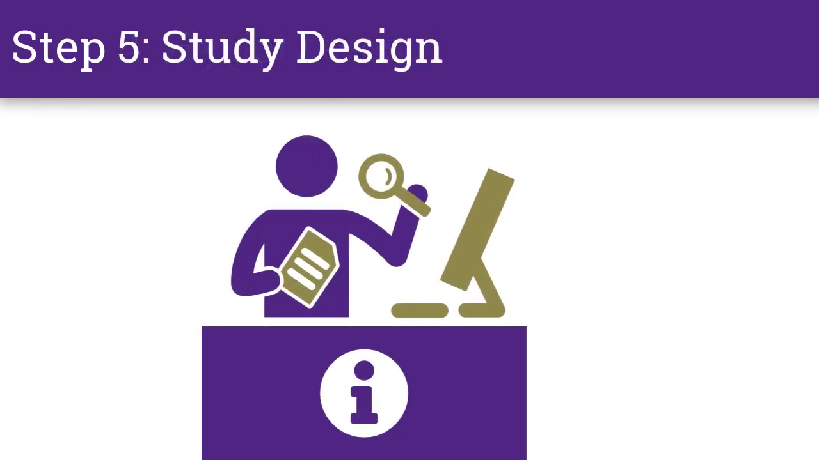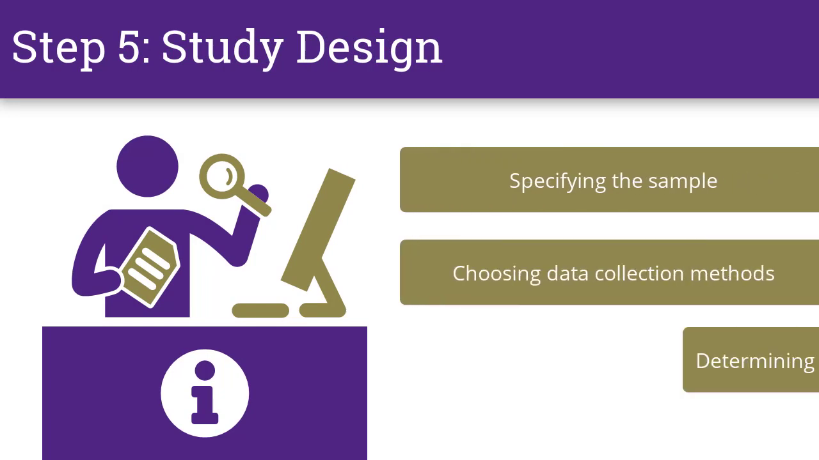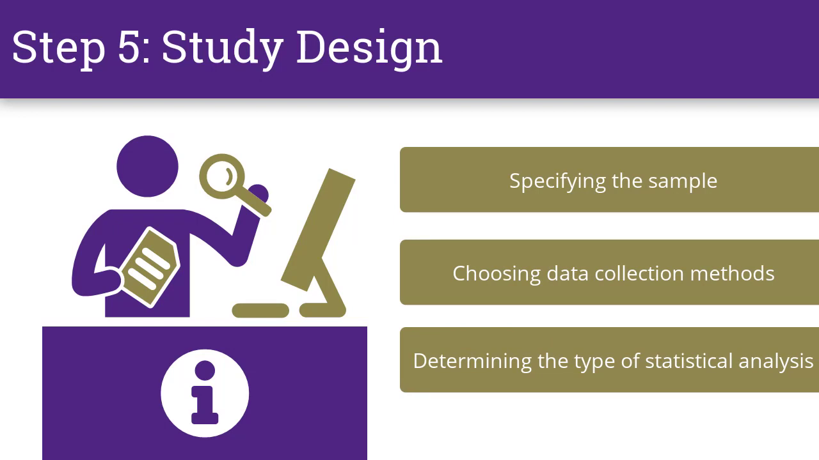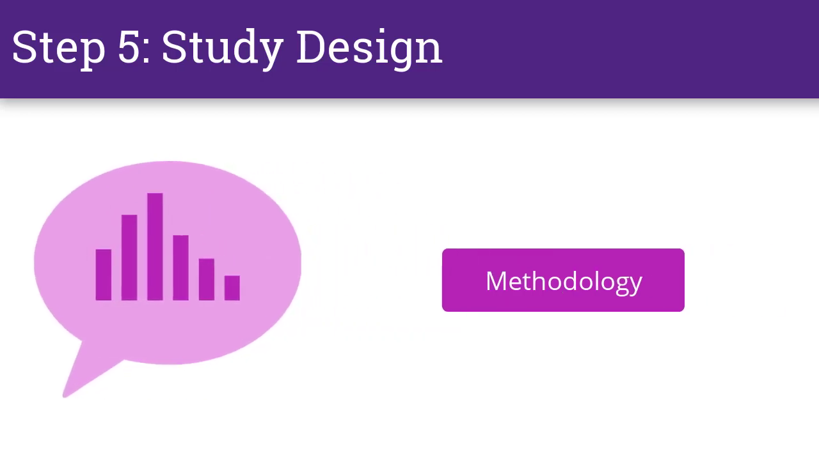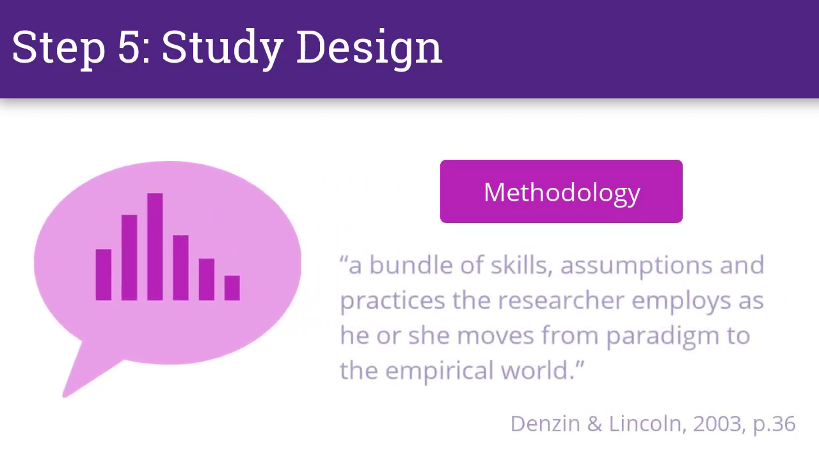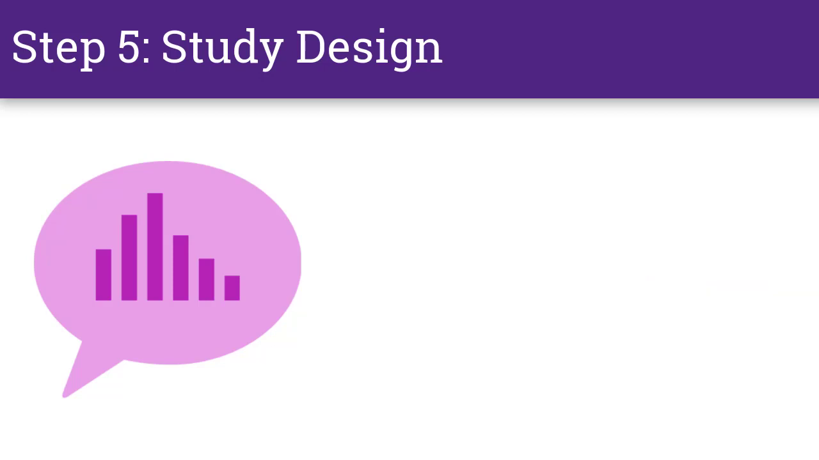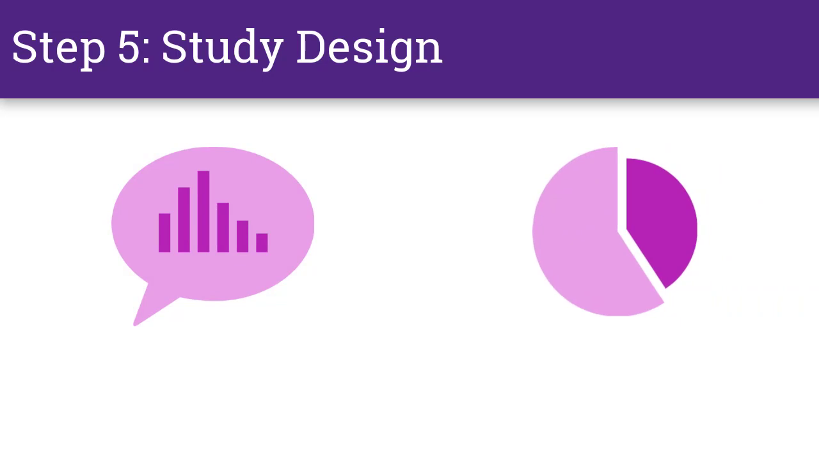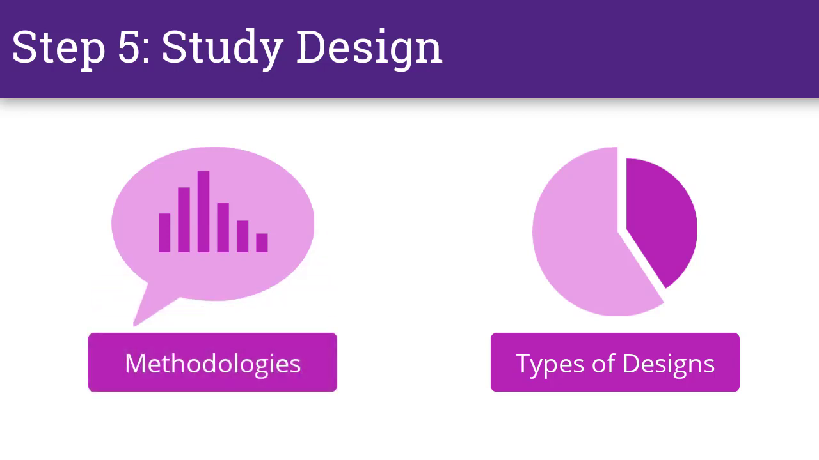Next, the researcher designs the study by specifying the sample to be studied, choosing how and when data will be collected, and determining what type of statistical analysis will be used to compare the two groups. In qualitative research, a methodology is similar to the design study and has been defined as a bundle of skills, assumptions, and practices the researcher employs as he or she moves from paradigm to the empirical world. Qualitative research follows a methodology such as grounded theory or phenomenology. Just as quantitative research can be divided into types of designs like experimental and quasi-experimental, qualitative research can be divided into schools of inquiry or methodologies.